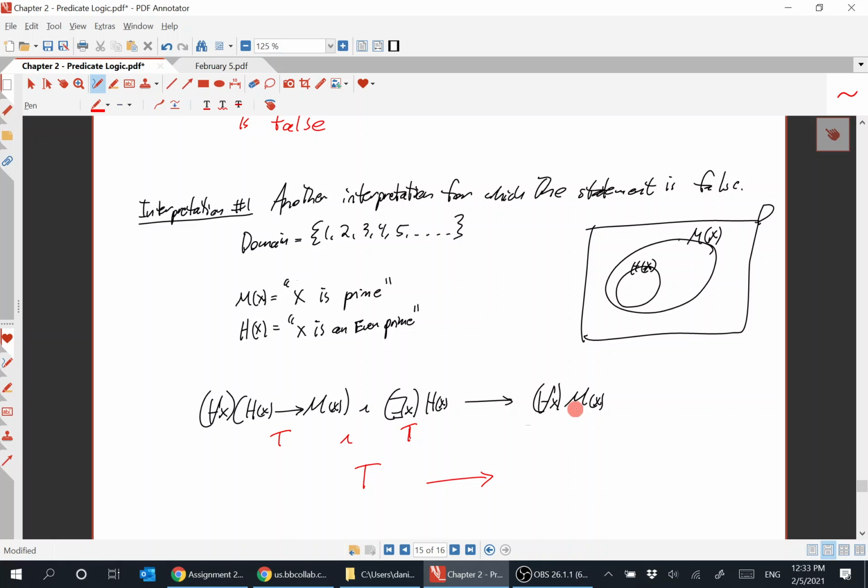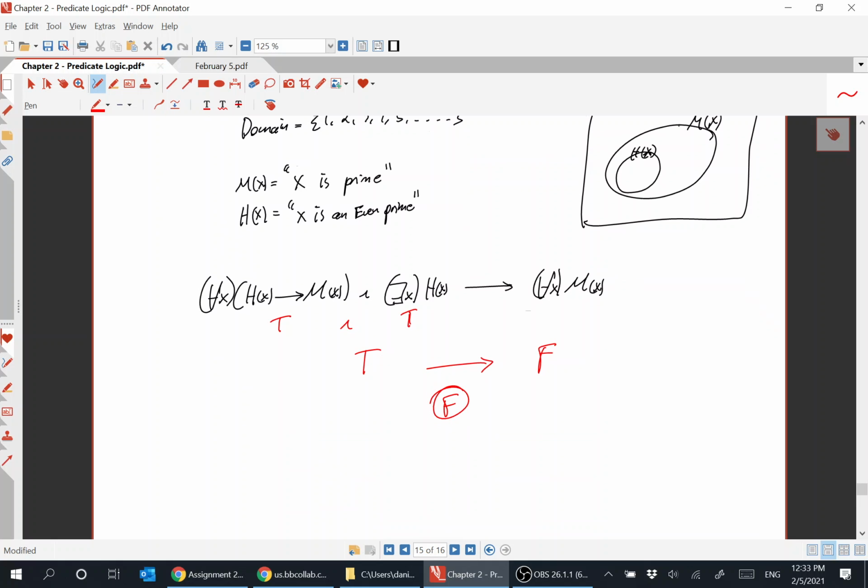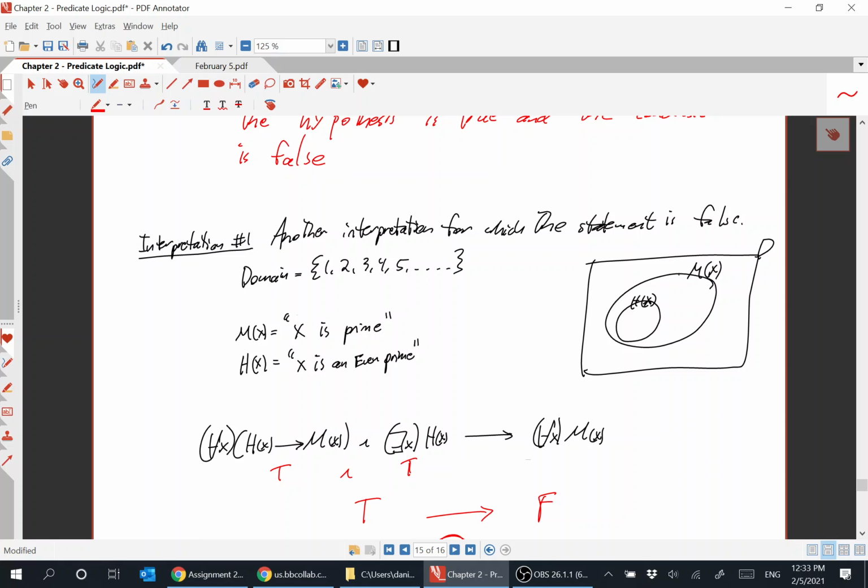For every x in the domain, x is prime. For every x in the domain, they're all prime. It's false. So overall, this statement is false. Interpretation number 3. This is number 2, sorry. This is number 2. Let's now do interpretation number 3.